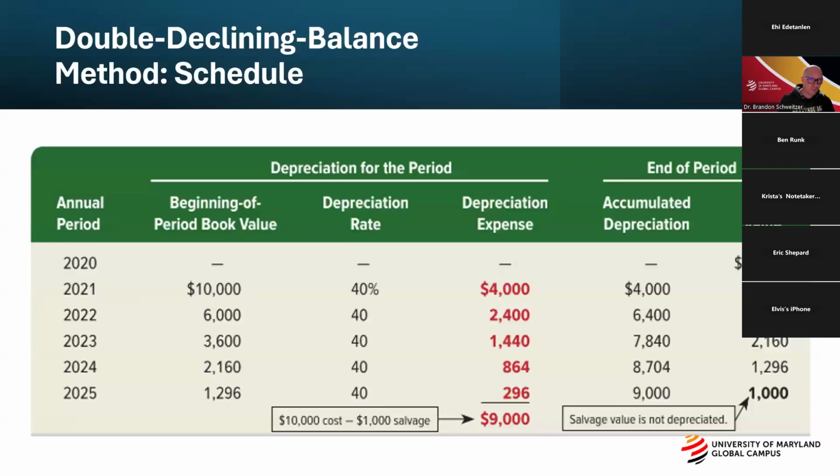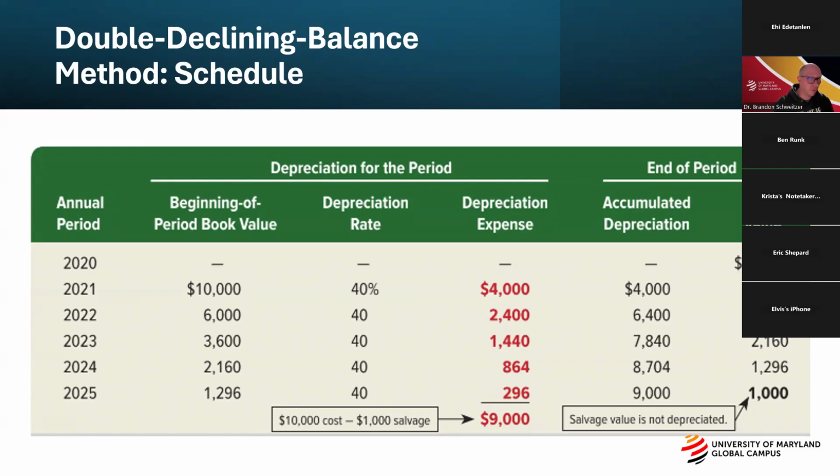Looking at the schedule for this, we follow that same process. So expense of $4,000 for that first year. That means I have $6,000 remaining to depreciate. So in the second year, we take that 6,000, multiply that by the 40% to get depreciation expense of $2,400. We add that $2,400 to the cumulative depreciation to get a book value of $3,600. We take the $3,600, multiply that by the 40% to get $1,440 depreciation expense.